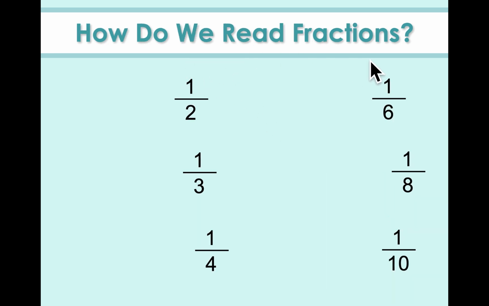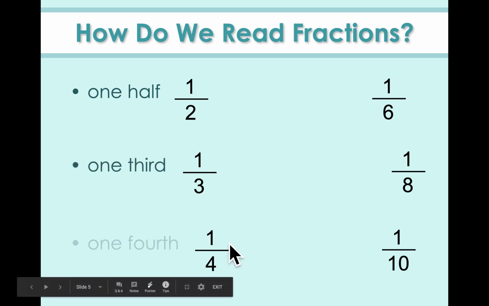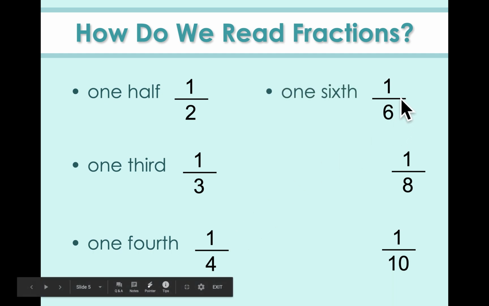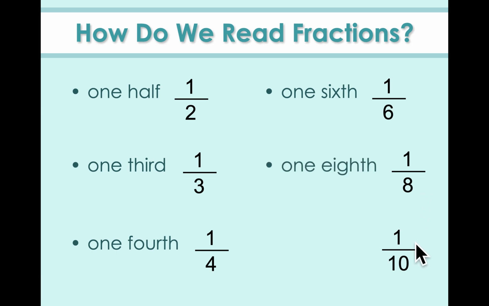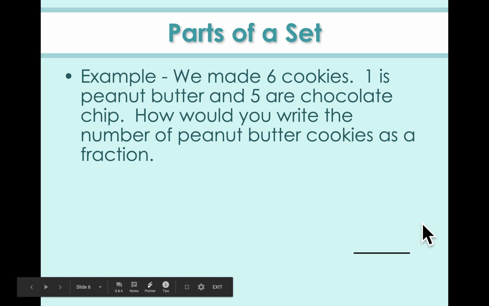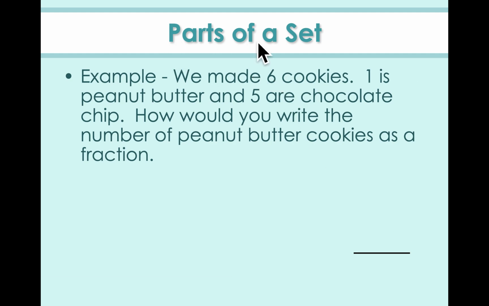And how do we read fractions? 1 out of 2 pieces, or 1 piece of 2, is 1/2. This one over here is 1/3. Down here we have 1/4. Over here, 1/6. Next is 1/8. And finally, 1/10.